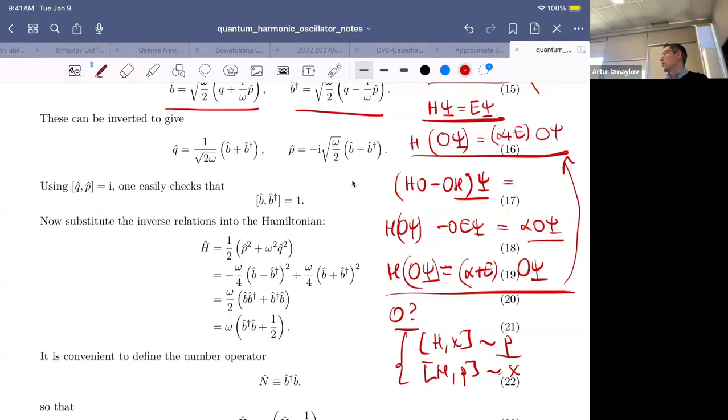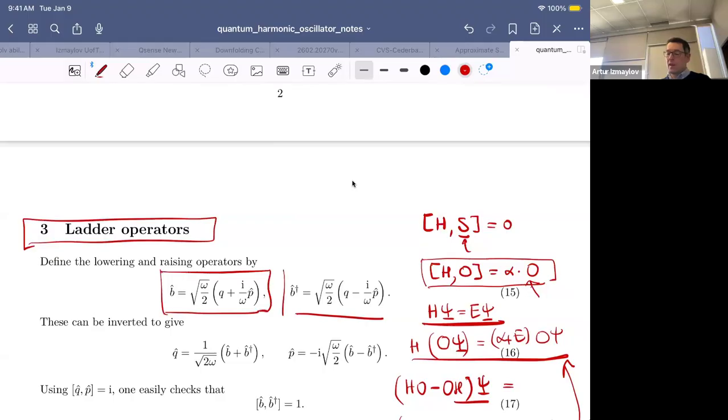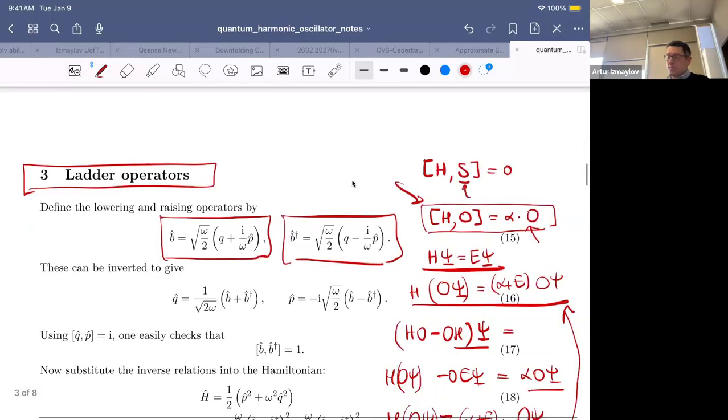Well, you take the linear combination of the two. You take the linear combination, and that's exactly what these B and B daggers do. They are aiming at getting to this expression, HO equals alpha O. So they are aiming to be operators that if you give them the eigenfunction, they will produce another eigenfunction. All right, and that's why they have this form. They have the form of a linear combination of Q and P, or position and momentum. This is like a big idea. Now we will see how it works on the detailed level.